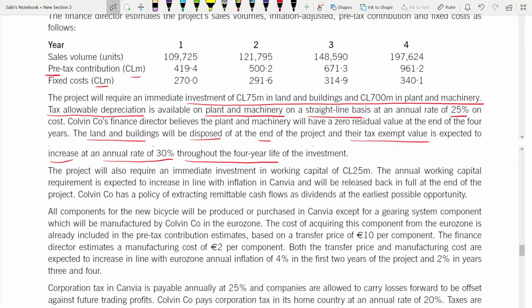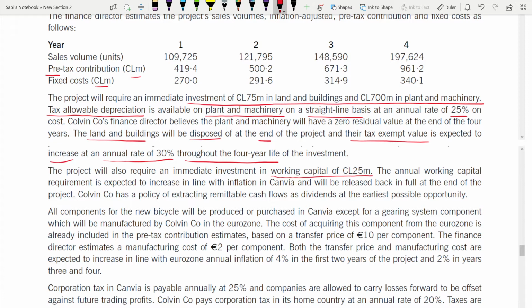So the project will also require an immediate investment in working capital. This is another thing. The initial investment in working capital will come, and then recovering that working capital. This will definitely come. This is also a question area, 100% it will come. And all are in the same currency, so that's one good thing. The annual working capital requirement is expected to increase in line with inflation in Canada. Make sure how you are calculating working capital for each year, it matters a lot.